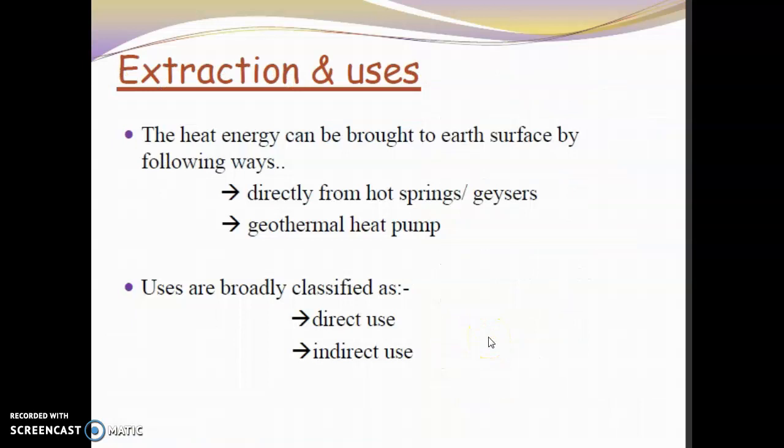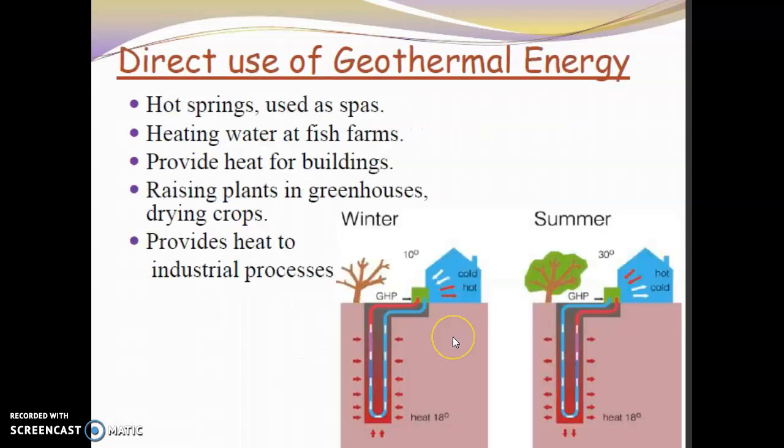Extraction and uses. Heat energy can be brought to the earth's surface in the following ways: directly from hot springs or geysers, or through geothermal heat pumps. Uses are broadly classified as direct use and indirect use.